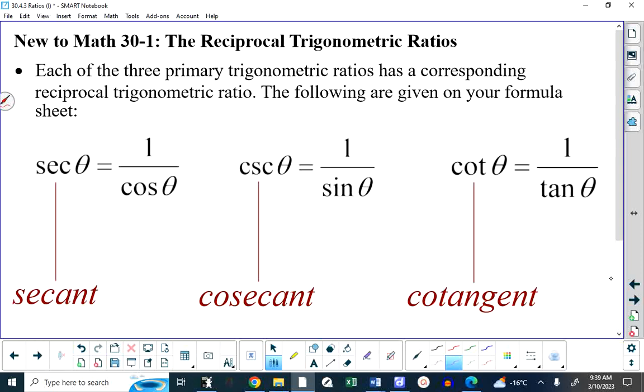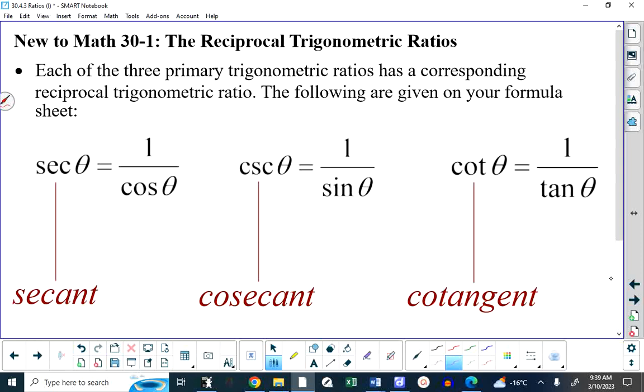I was always taught, and this was back before we had a formula sheet, I mean, they existed, but it just wasn't on the formula sheet when I went to high school. I was taught that each of these pairs has a co in it. There's secant and cosine. There's cosecant and sine. There's tangent and cotangent. And obviously, tangent and cotangent go together.